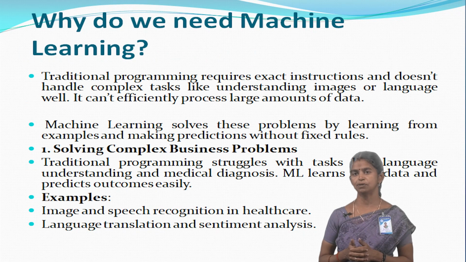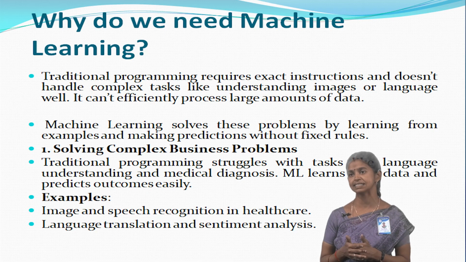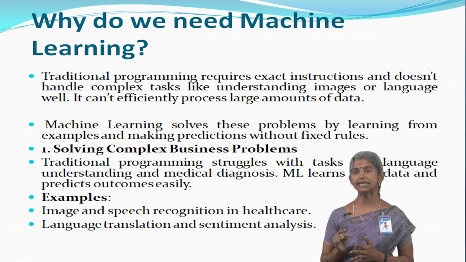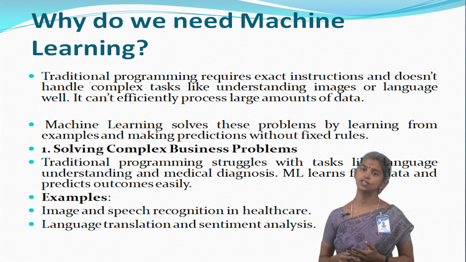Why do we need machine learning? Traditional programming requires exact instruction and doesn't handle complex tasks like understanding images or language as well. It can't efficiently process large amounts of data. Machine learning solves this problem by learning from examples and making predictions without fixed rules.